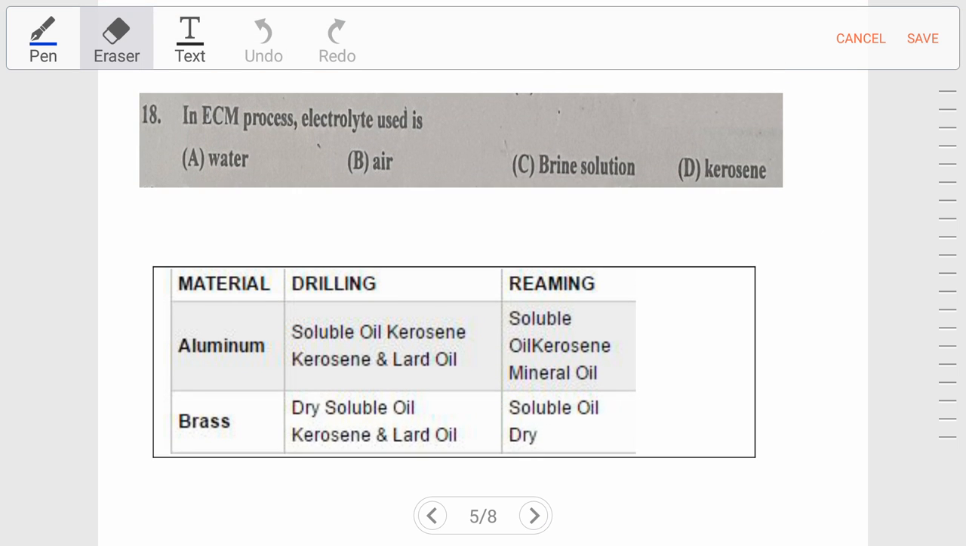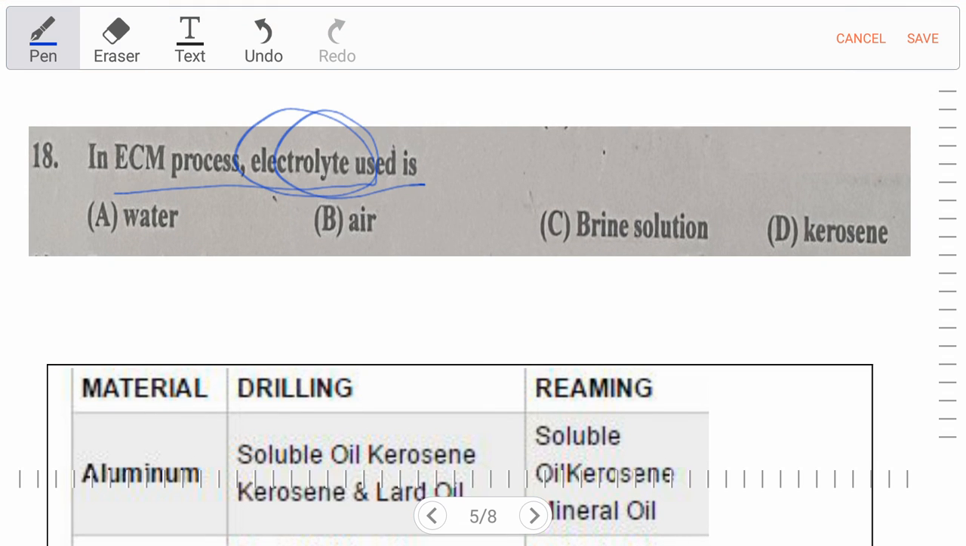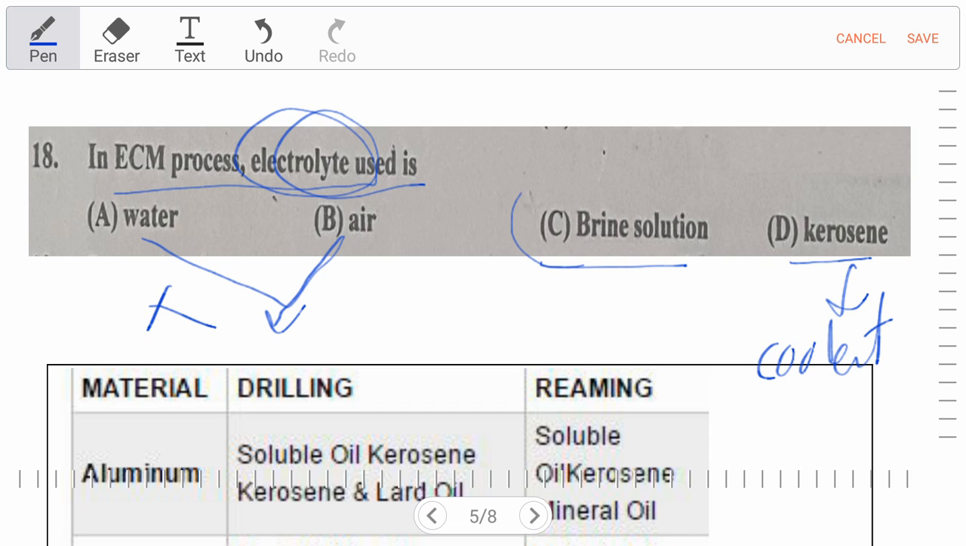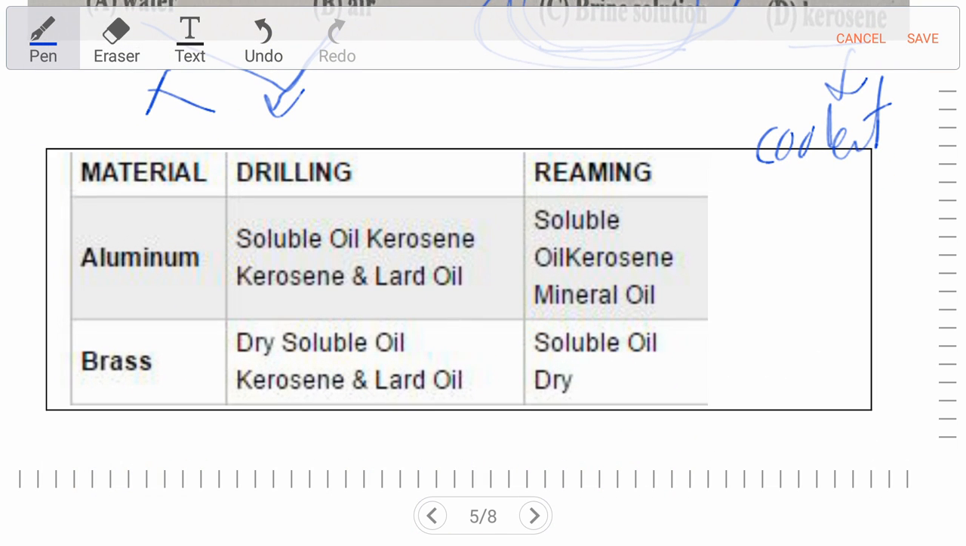Our next question is, in ECM process, electrochemical machining process, the electrolyte used is, look, water and air are not the right option, as we know. Brine solution and kerosene is used for coolant in many processes, so our option is brine solution. Okay, so our right option is brine solution. Now let's see some important details.